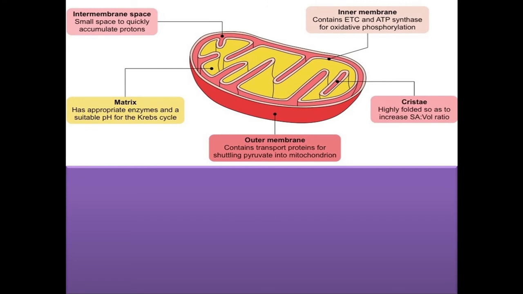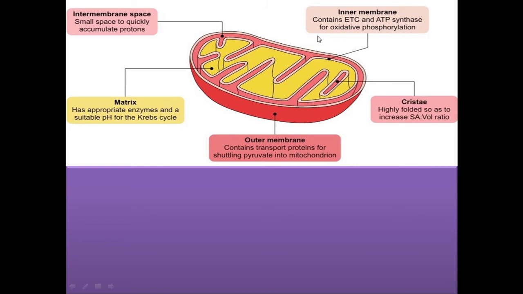These are the functions of mitochondria. So we will start with the outer membrane. As we have seen, the enzymes are there, so they are helping in transport of proteins or shuttling pyruvate into mitochondria. Pyruvate is synthesized by glycolysis in the cytoplasm, then it goes inside the mitochondria where it is converted into acetyl CoA, then enters the Krebs cycle. We are going to see this in detail in the next videos.